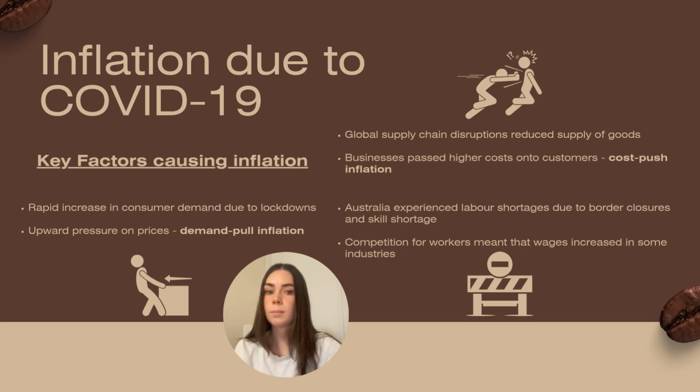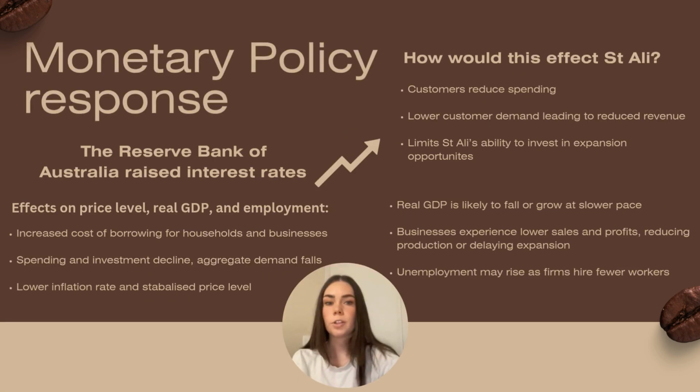At the same time, global supply chain disruptions reduced the supply of many goods. Issues such as factory shutdowns, shipping delays, and labour shortages increased production and transport costs worldwide. Businesses pass these higher costs onto consumers, creating cost-push inflation. Furthermore, Australia experienced labour shortages after the pandemic due to border closures and skill shortages. As businesses competed for workers, wages would have increased in some industries. Higher labour costs can contribute to inflation when firms raise prices to maintain profitability. In response to this inflation, the Reserve Bank of Australia implemented contractionary monetary policy by raising interest rates.